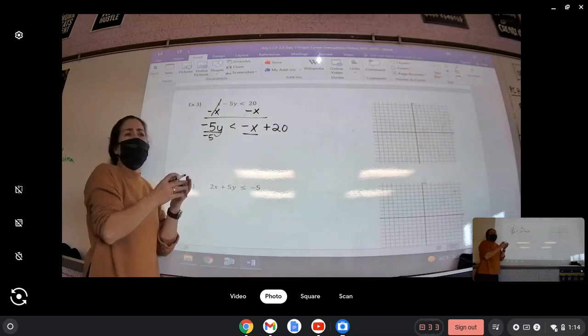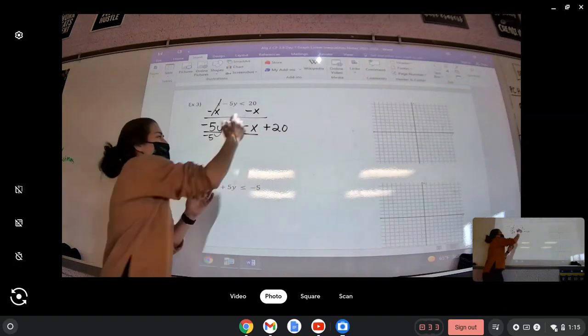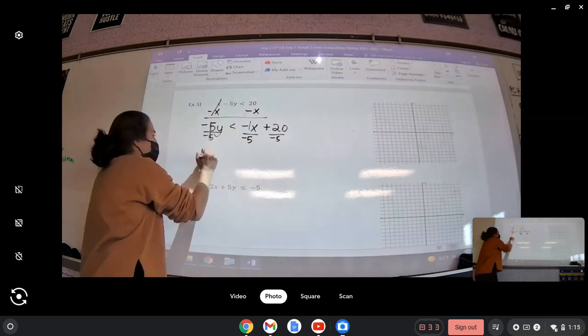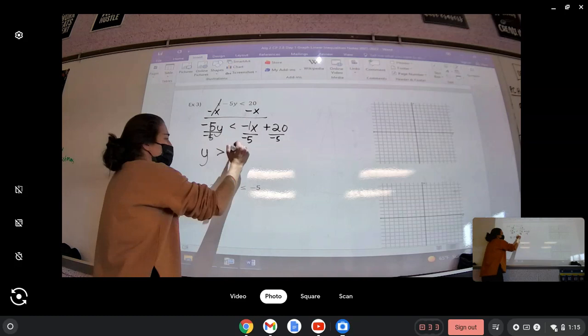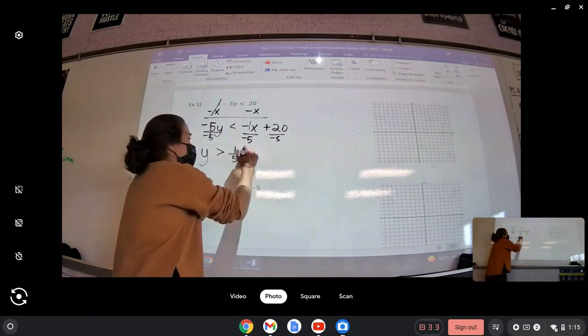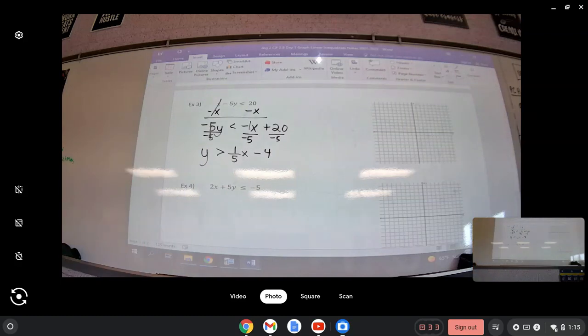That means we flip. And truthfully, what number is in front of x that I'm actually dividing? Negative 1, right? Okay. All right, here we go. Y, symbol has to flip. Negative over a negative is positive. 1 over 5 doesn't reduce, times x, and then minus 4 now, 20 divided by negative 5.